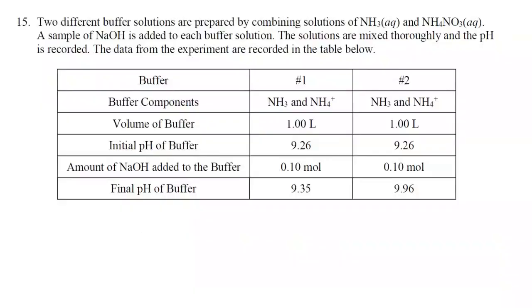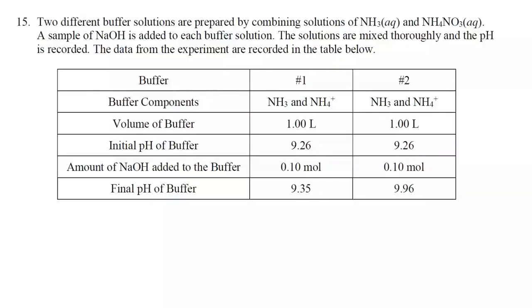All right, now let's move on to our next question in the packet, which is question 15. In question 15, it says 2 different buffer solutions are prepared by combining solutions of ammonia, which is NH3, and ammonium nitrate, which is NH4NO3. A sample of sodium hydroxide is added to each buffer solution. The solutions are mixed thoroughly, and the pH is recorded. The data from the experiment are recorded in the table below.